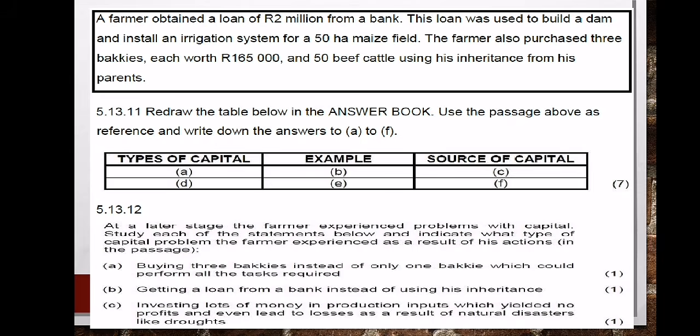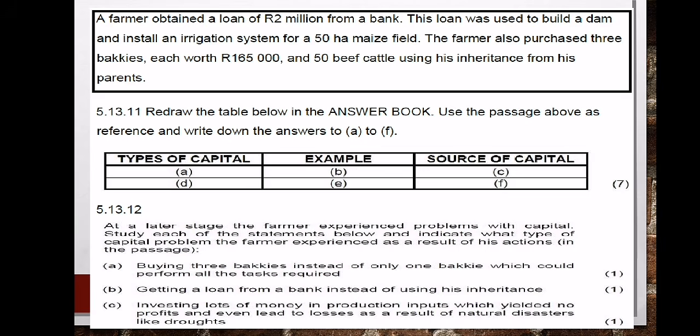Let's look at this one. This will be the last one. This one. What are they saying here? They are saying a farmer obtained a loan of 2 million from a bank.